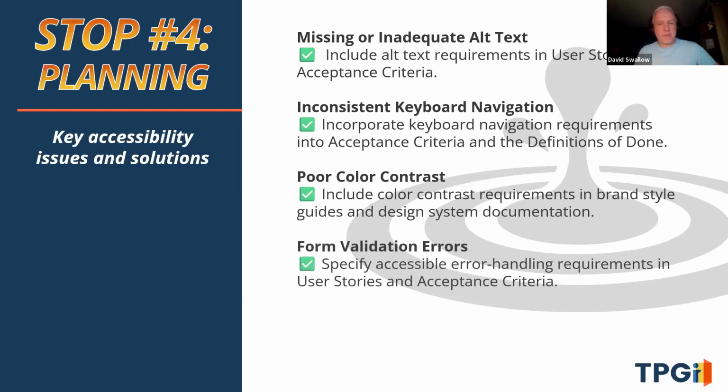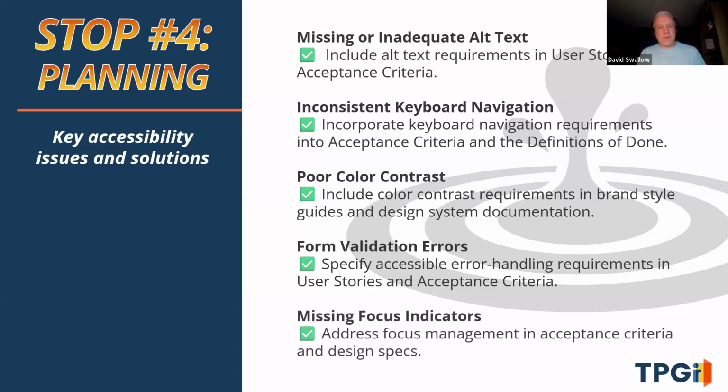Form validation errors not announced properly. Error handling requirements are often vague, omitted, or assumed to be handled later. Then developers lack clear guidance, leading to inaccessible or inconsistent error message implementations. So what should happen is user stories should specify that form validation must provide accessible feedback, and acceptance criteria should outline how error handling must work.